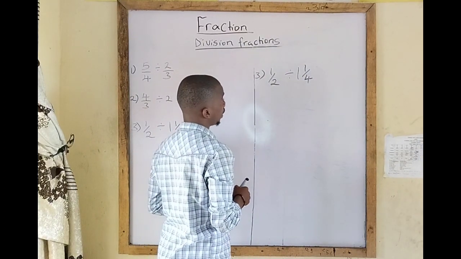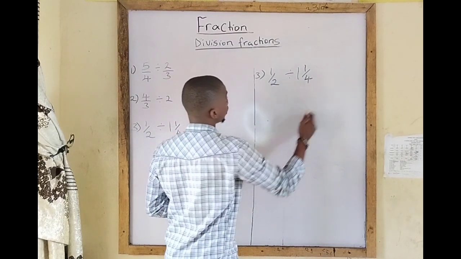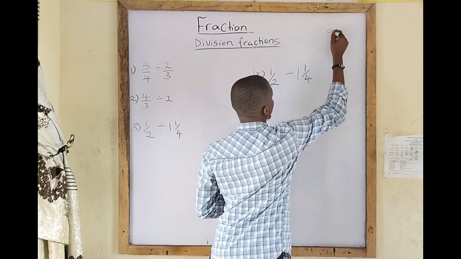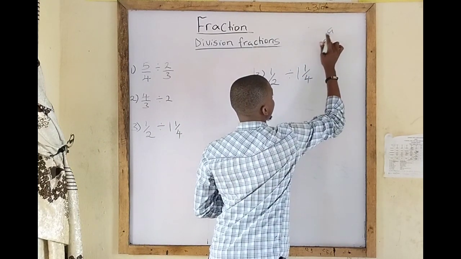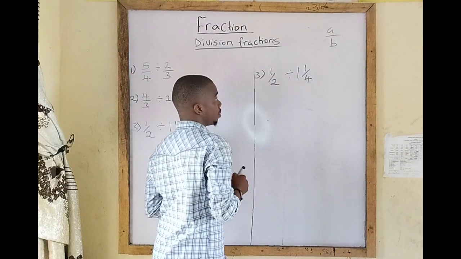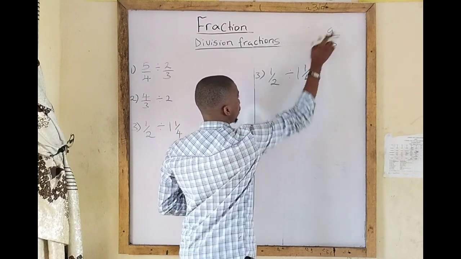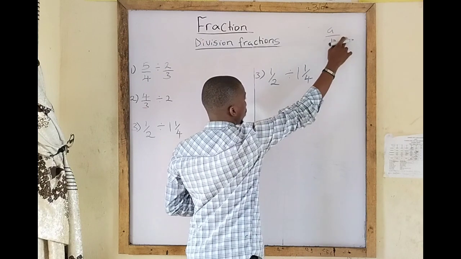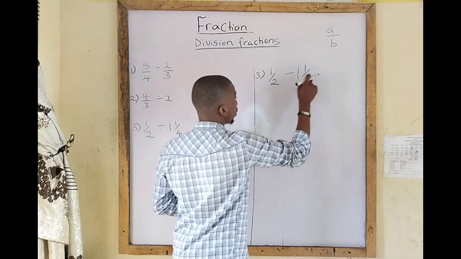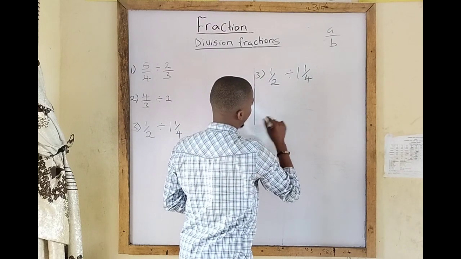But notice that the first fraction and the second fraction are not in the same form. The second fraction is not in the form a all over b, but the first one is in this form. So we have to put them in the same form. We have to put the second one in the same form as the first one before we can proceed.